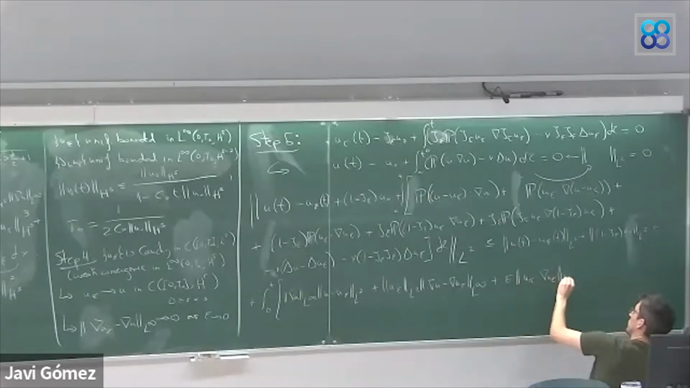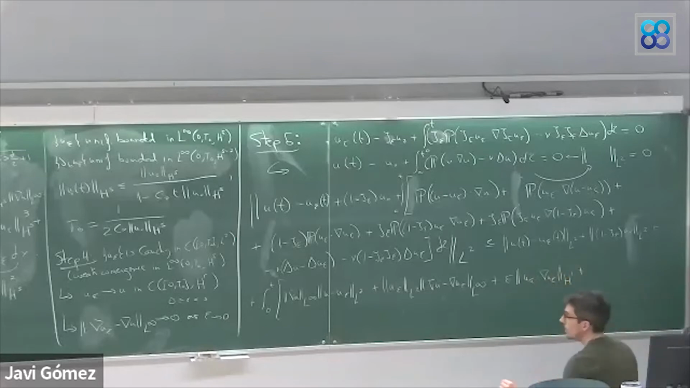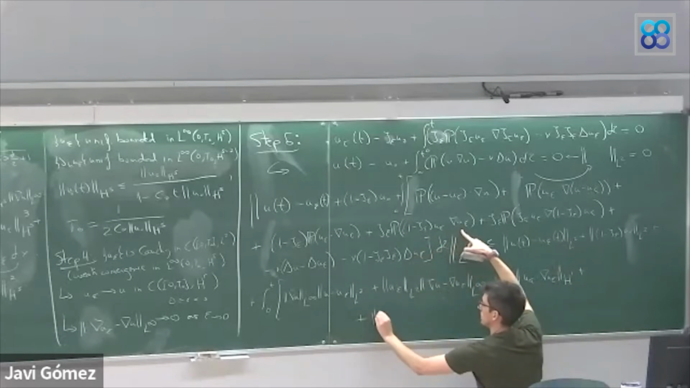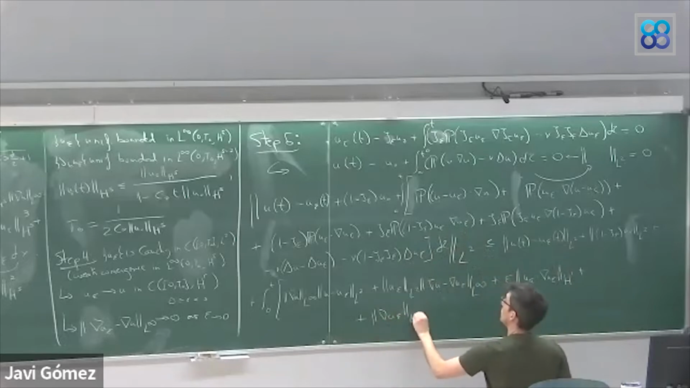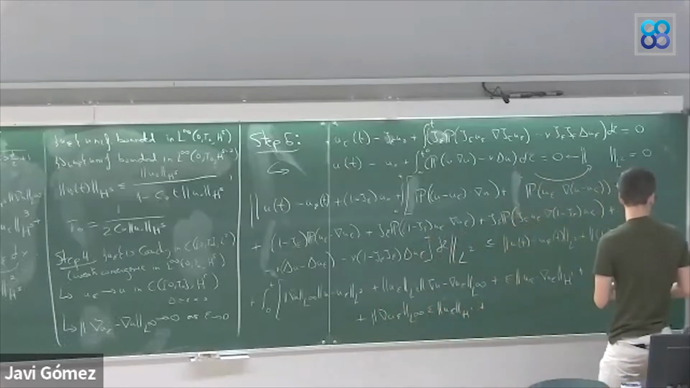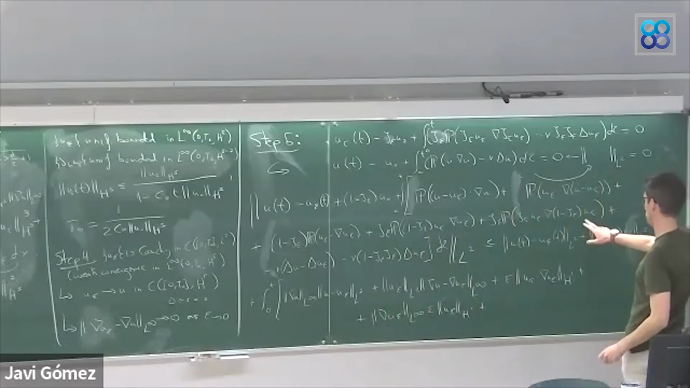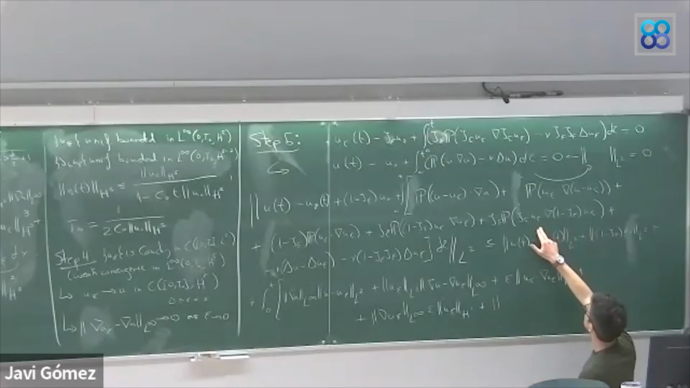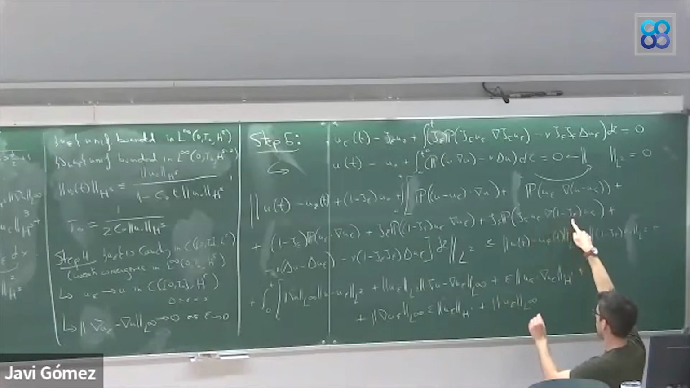This was L2, so H1. Now this one here, I put this in L infinity. This in L2, so this is epsilon, epsilon in H1. And this one here, let's put this in L infinity. This in L2, so H1, one more, so H2.